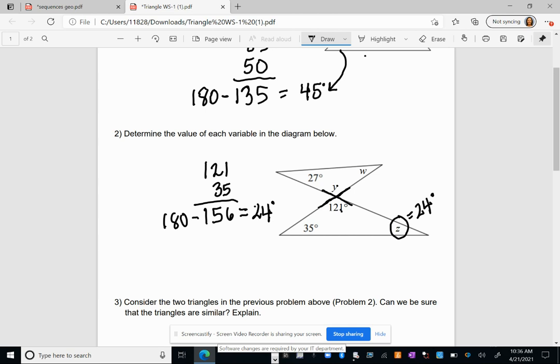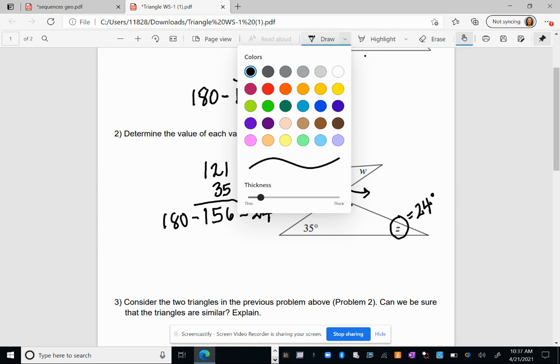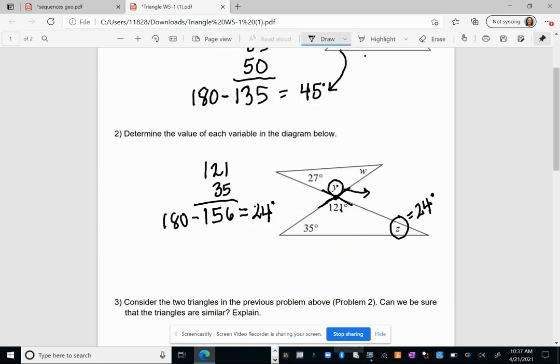So y, you don't have to do any work. Look at it. Just look at the shape of it. Think of rigid transformations. If I just reflect 121 over using this point right here, that y is the same thing. So y is 121 degrees. Whoops, sorry guys. 121 degrees. Now I can find W.